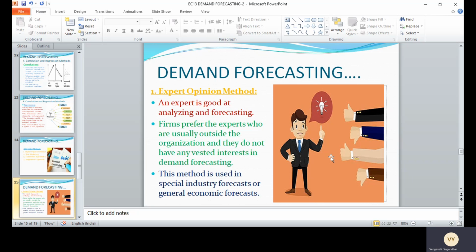So usually firms recruit or outsource this task of forecasting to experts. Within the organization, even if a person is an expert, he may be biased. So to overcome that, they outsource this forecast when they go for the expert opinion method. This method is used in special industry forecasts or general economic forecasts. For a particular firm, an expert is needed for the forecast. Similarly, for general economic forecasts in terms of employment, population, income, this method is also applied.